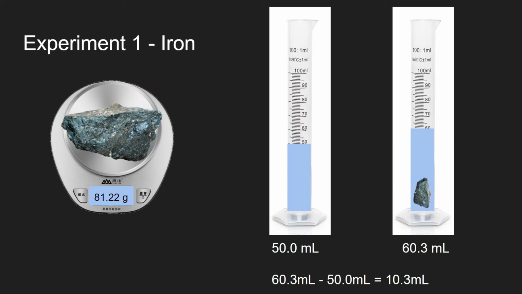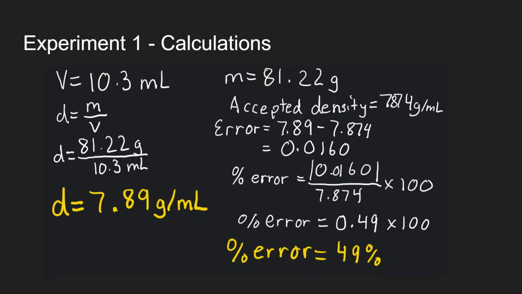Now, going on to the first experiment, iron, we have the mass to be 81.22 grams and a graduated cylinder. Basically subtracting the two readings, we get 10.3 milliliters as our volume. Now these are the calculations for all of them. As you can see, we get a density of 7.89 grams per milliliter, and the percent error is 49%. As you keep going, you'd see all the values.